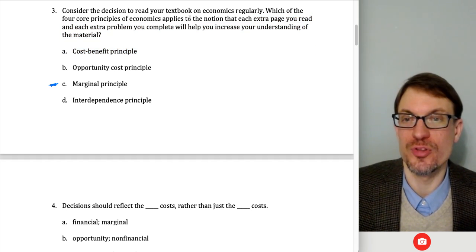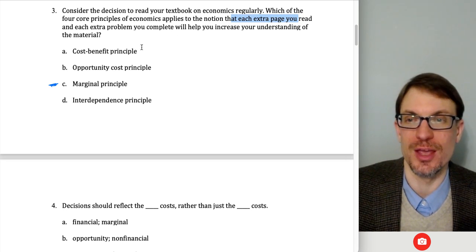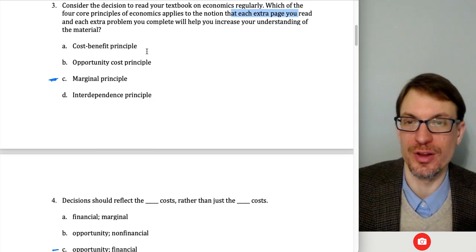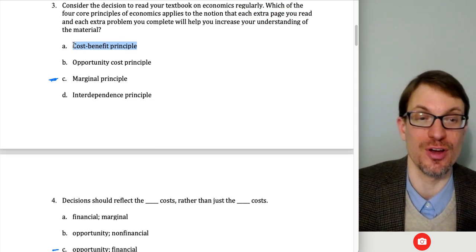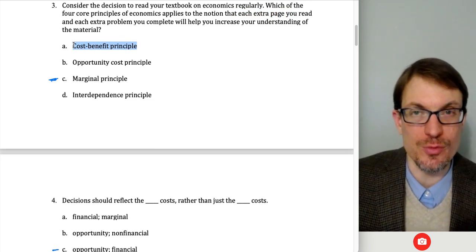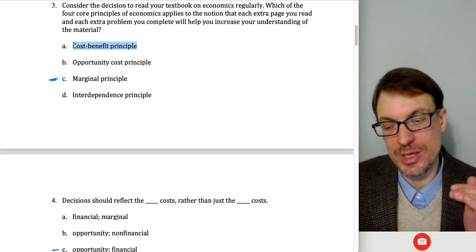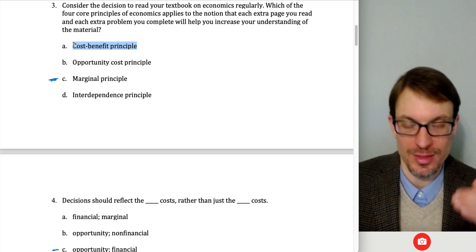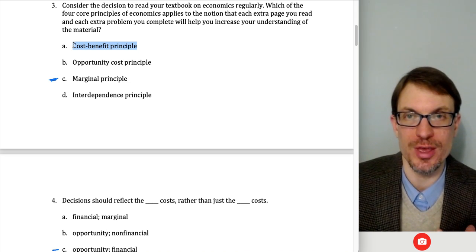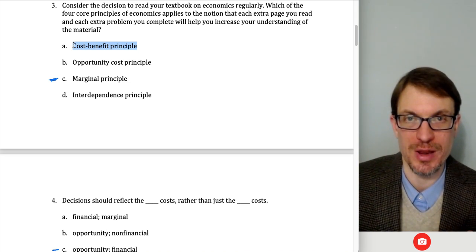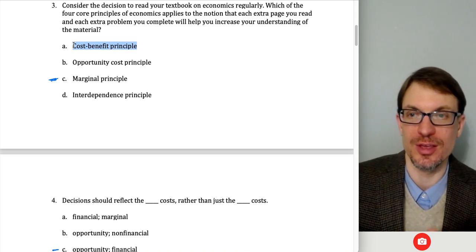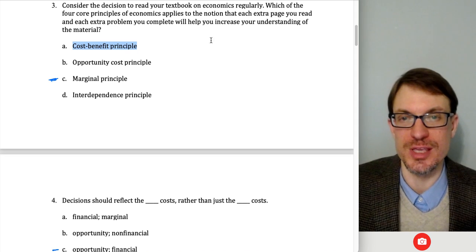Which of the 4 core principles applies to the notion that each extra page, breaking down incrementally. All right, it's not cost benefit principle. So something within the rational rule, right? We have incrementalized, we broke down to the marginal benefit and then the marginal cost, and we literally compare them. That's the application of the cost benefit principle within the marginal principle. That's not what's happening here, because this doesn't say anything about costs, right? This is just looking at the benefit.